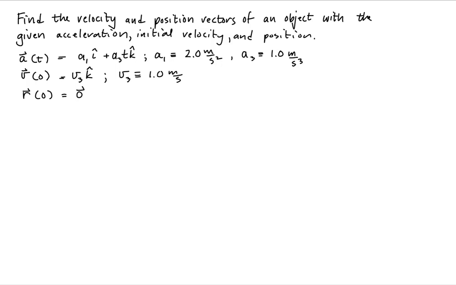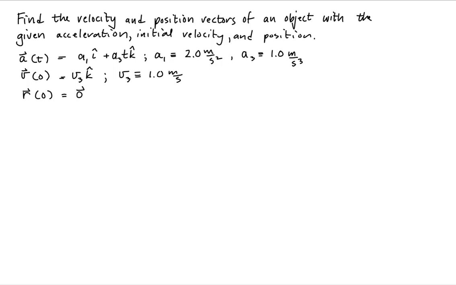And a3 is a coefficient in the z component of acceleration given as 1.0 meters per second cubed. The initial velocity at time t equals 0 seconds is equal to v3 k hat, where v3 is the z component of velocity at t equals 0, given as 1.0 meters per second. And the initial position of the object is 0.